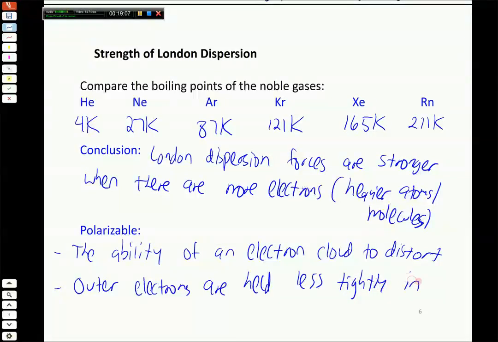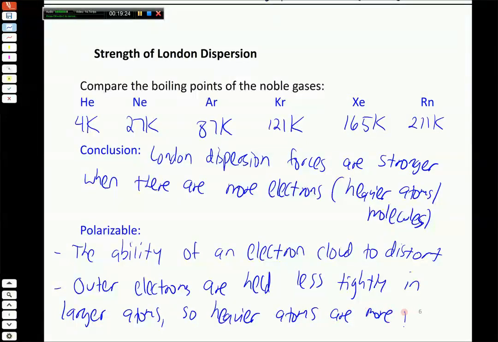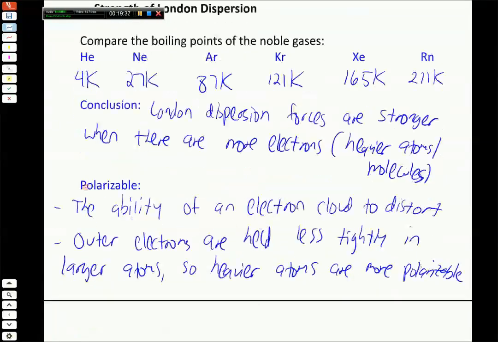So in larger atoms, the outer electrons get held to the nucleus less tightly. And so that means heavier atoms are more polarizable. Because they're more polarizable, you have more distortion of the electron density, and you're going to have stronger instantaneous dipoles and stronger London dispersion forces. However you want to remember this, the idea is that when you have more electrons, a heavier element, you're going to have stronger London dispersion forces.